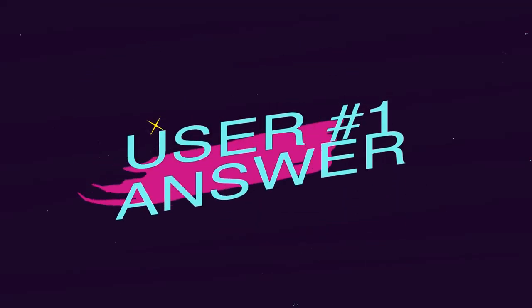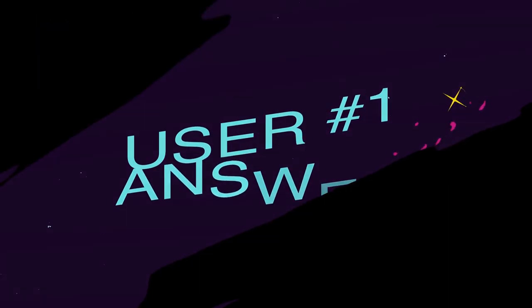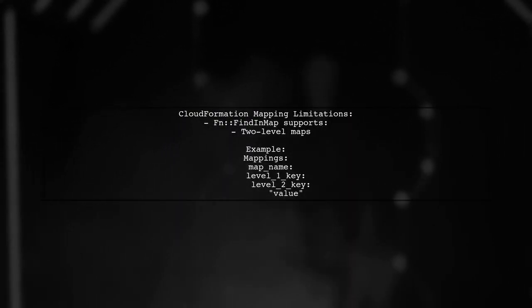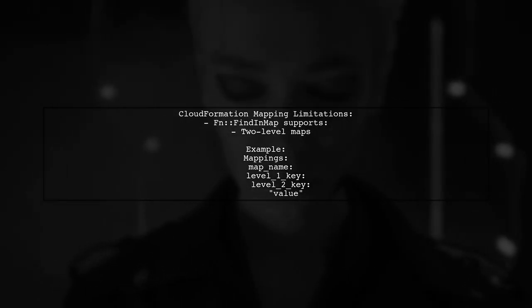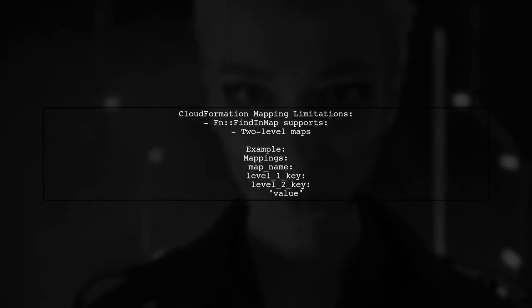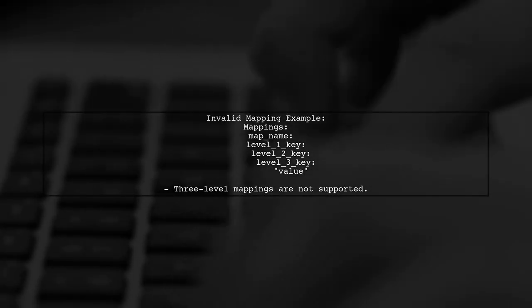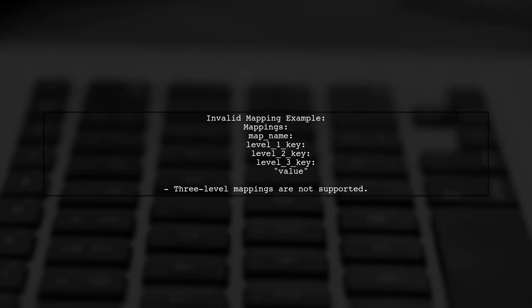Let's now look at a user-suggested answer. If you're wondering about nested mappings in CloudFormation, here's what you need to know. The intrinsic function Fn::FindInMap only supports a two-level map. So, while you can create a two-level mapping structure, a three-level mapping won't work. This means you can't nest mappings beyond two levels.